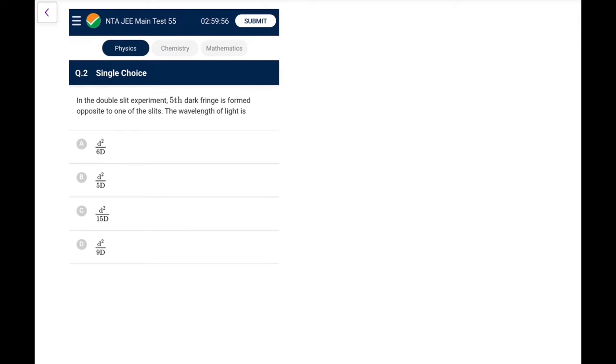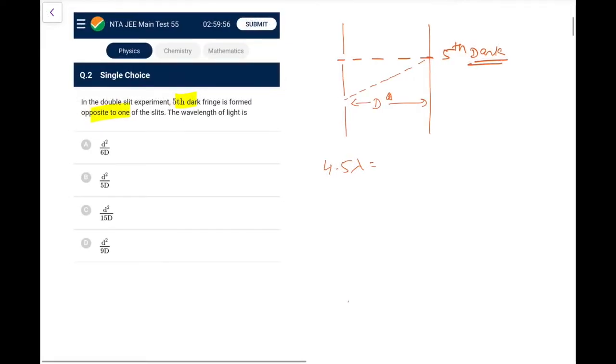Next one, in the YDSE, the fifth dark fringe is formed opposite to one of the slits. So if I draw the diagram, if you can recall, let's say this is the position of the fifth dark band, it is forming here. For the fifth dark band, we know the path difference is 4.5 lambda. So 4.5 lambda would be equal to the path difference, which we typically denote as d sin theta. So this d sin theta will become d theta, and theta would be y, which is d by 2, upon D. That is what I can write. So the value of lambda comes out as d squared upon 2 into 4.5, that is 9D. So go for option d directly.